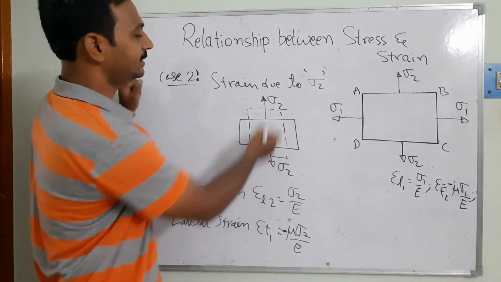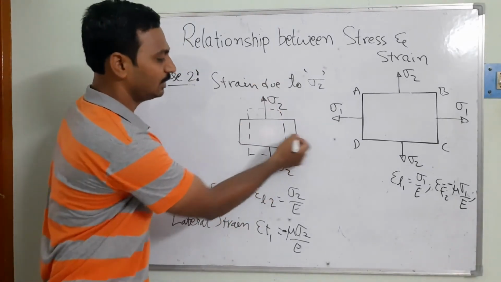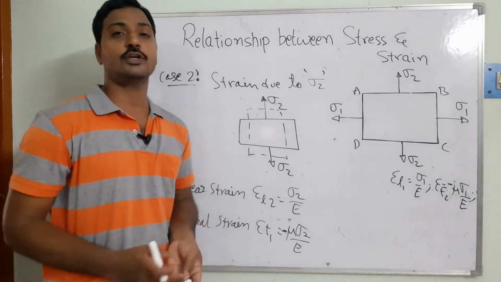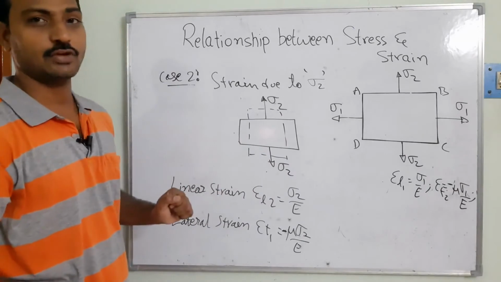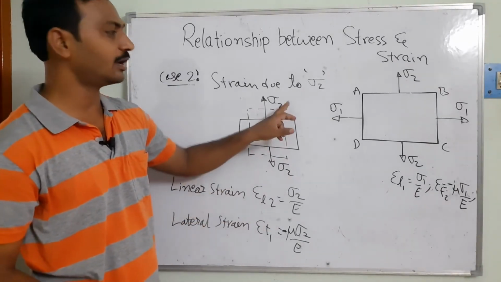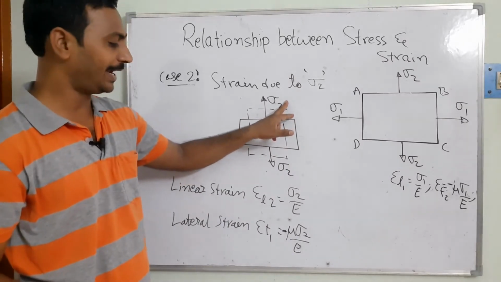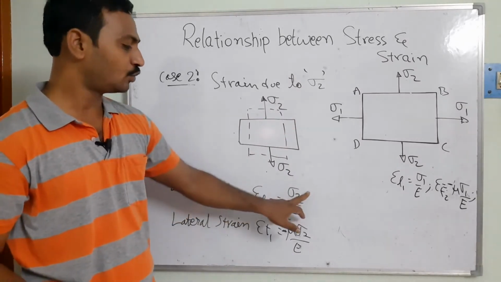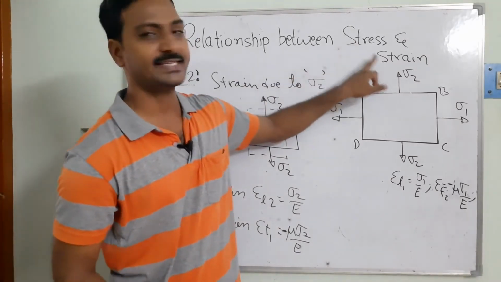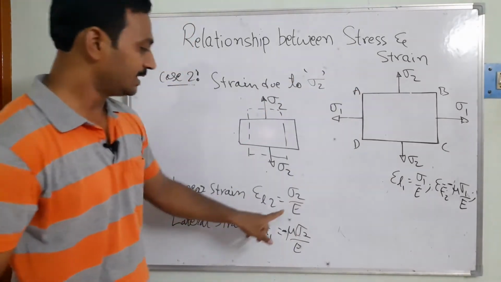So then this is going to be your longitudinal and this is going to be your lateral. So what is the lateral strain? First we are going to take the longitudinal strain or linear strain. As we know, the linear strain in the direction of the 2, that means in the y direction, is equal to sigma 2 by E. Because we are developing the relationship between the stress as well as the strain. So then sigma 2 by E.